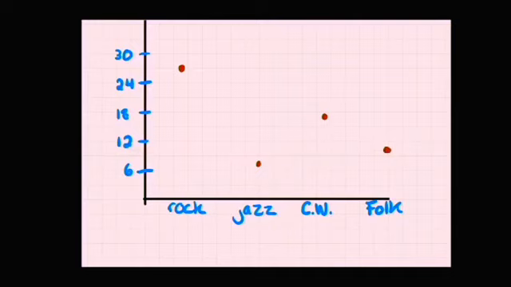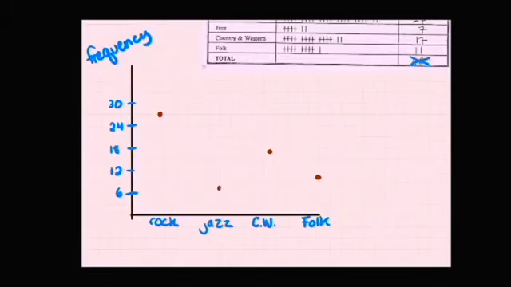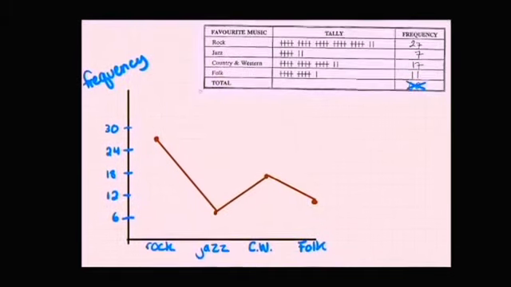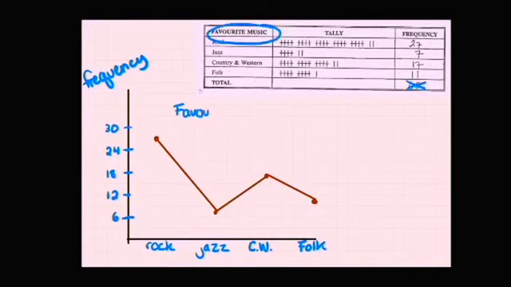So what do we do when we're talking about a broken line graph? I'm just going to connect the dots like so. And this, everybody, is what is called a broken line graph. Of course, we are missing something very important, which is our title, and we're just going to write it up here. Favorite music.